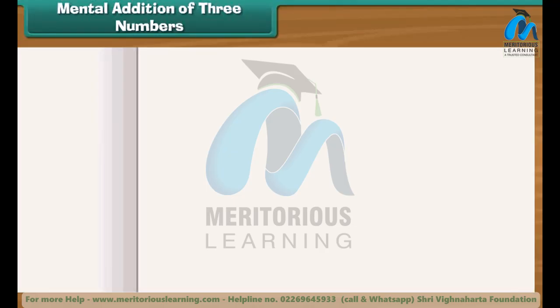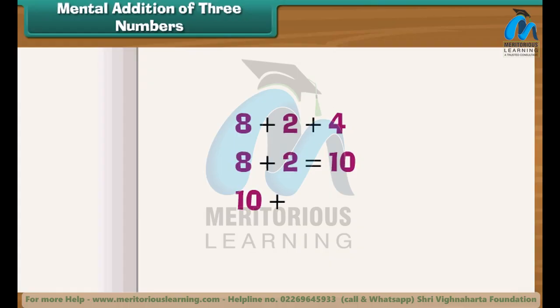Mental addition of 3 numbers. Let us now learn to add 3 numbers mentally. To add 3 numbers, we add 2 numbers first and then the third. We make sure that the 2 numbers that we add first make 10 or a number that ends with 0. It speeds up our addition.